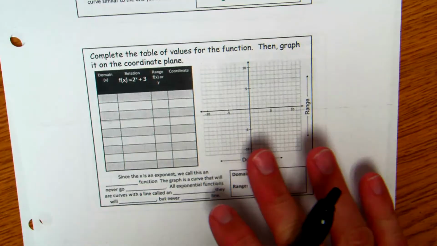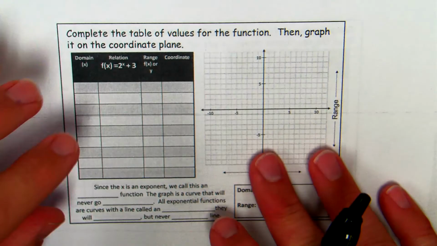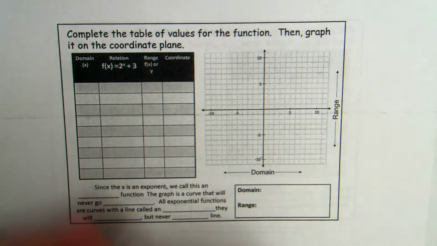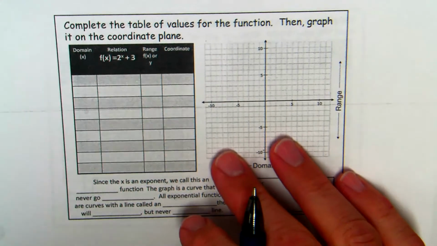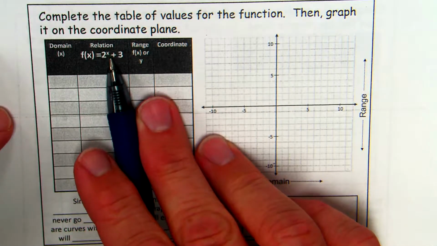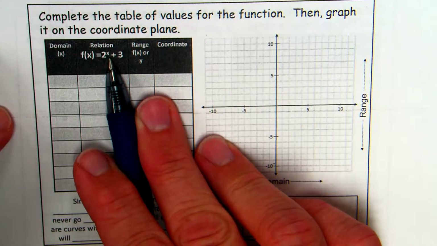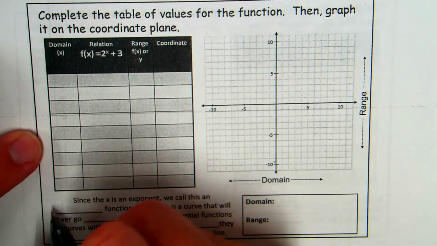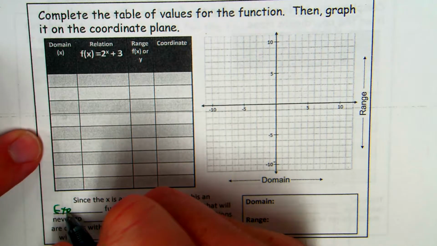We're working our way quickly through several of our different basic function forms. Today we're looking at the exponential function. I know it's an exponential function because this x right here is located as an exponent. So since the x is an exponent, we call this an exponential function.